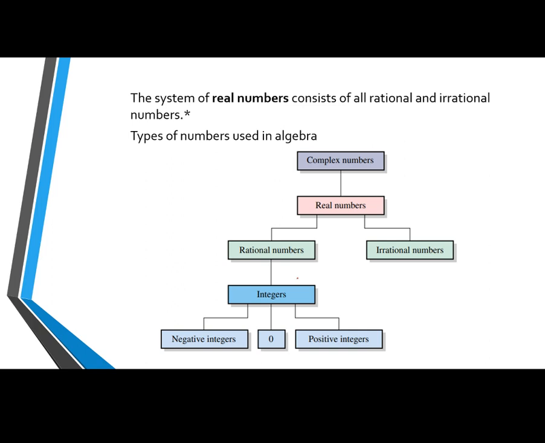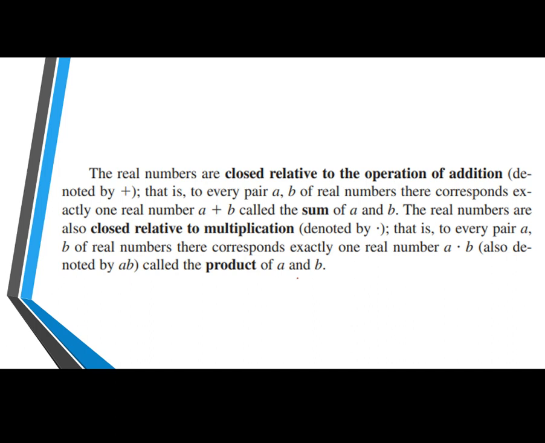Okay, so in this diagram, relationships among the types of numbers used in algebra are illustrated. So the real numbers are closed relative to the operation of addition denoted by plus. That is, to every pair A, B of real numbers, there corresponds exactly one real number, A plus B, called the sum of A and B. So the real numbers are also closed relative to multiplication, denoted by the dot sign. That is, to every pair A, B of real numbers, there corresponds exactly one real number, A times B, also denoted by AB, called the product of A and B.